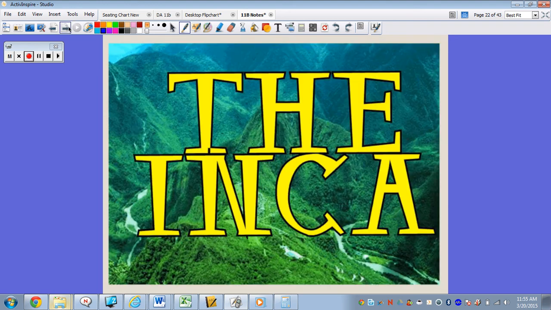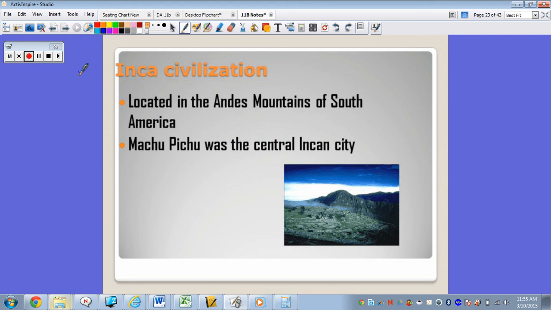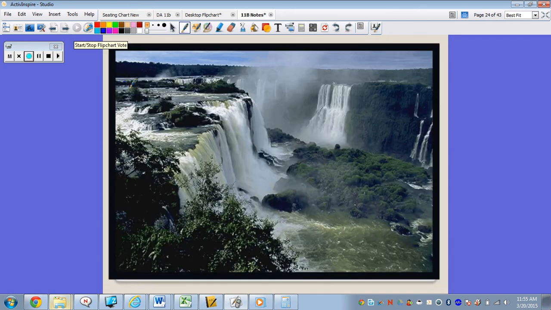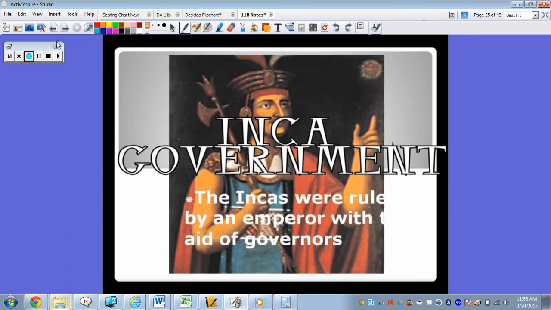And our last group here, the Incans. The Incans are located in the Andes Mountains of South America. This is present-day Chile and Peru. Parts of Argentina, Bolivia, and Colombia as well. Machu Picchu is the central Incan city, as well as Cuzco. Both are important, as you can imagine, being up in the mountains.